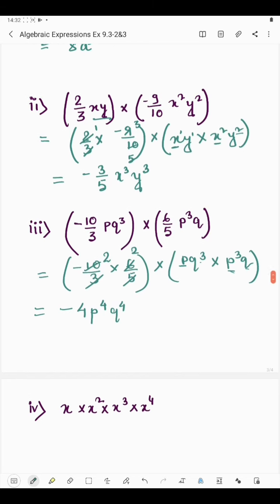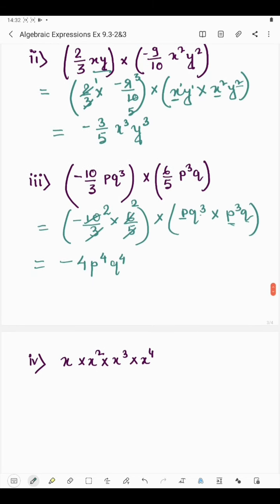Okay, now coming to the last part of this question, x multiplied by x square multiplied by x cube multiplied by x to the power 4. So here we have no number, only the variable x is present. So we'll write the variable x here. Now we'll see how many times x is present. Here is 1, 2, 3, 4.